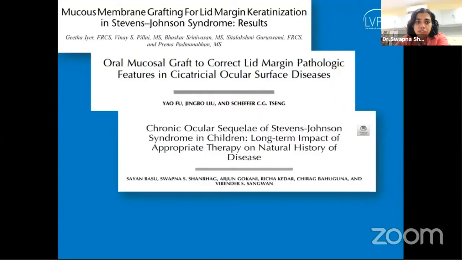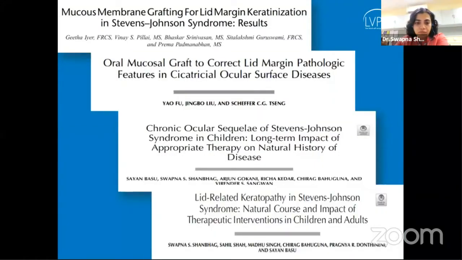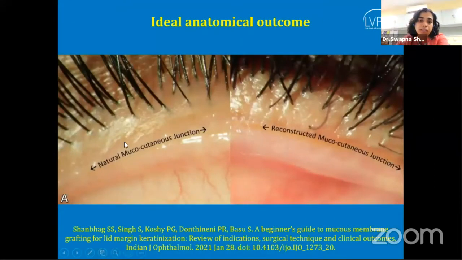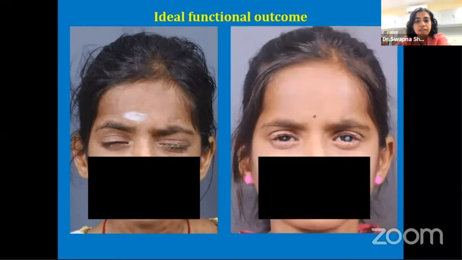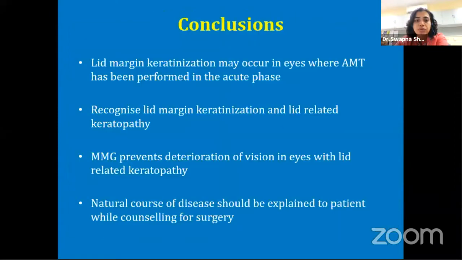There is quite a lot of literature from the SN group, and also we have published in the American Journal of Ophthalmology our outcomes of both lid margin MMG and scleral lenses and the combination of both. And this is how the ideal anatomical outcome should be, where this mucocutaneous junction is reconstructed appropriately. And the functional outcome is actually really beautiful in these cases, because patients who could not open their eyes previously are very symptomatic, are much more comfortable after this technique. So it makes a whole world of difference to these patients.